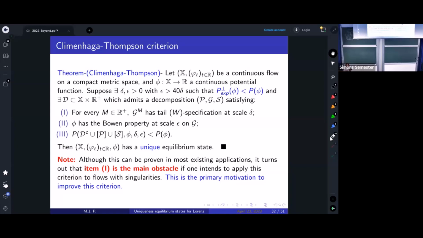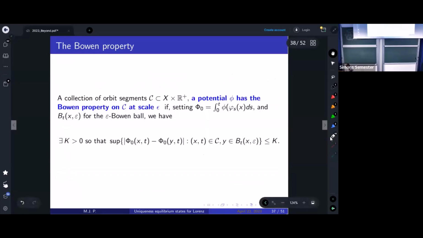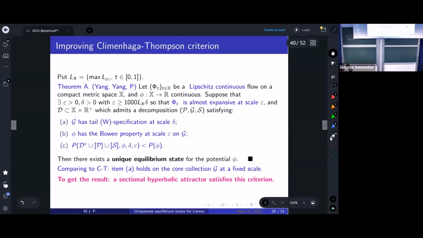This you cannot prove if this segment of the orbit approaches the singularity. That is the main difficulty. You cannot do this. So the improvement that we did in another work, we just fix this. Instead, we don't have to vary anymore. We were able to fix some set, an open set, such that it has specification, and all the other properties are the same. Okay, and this we can.